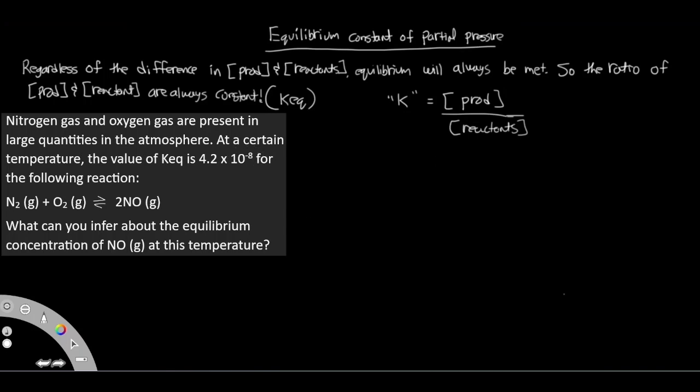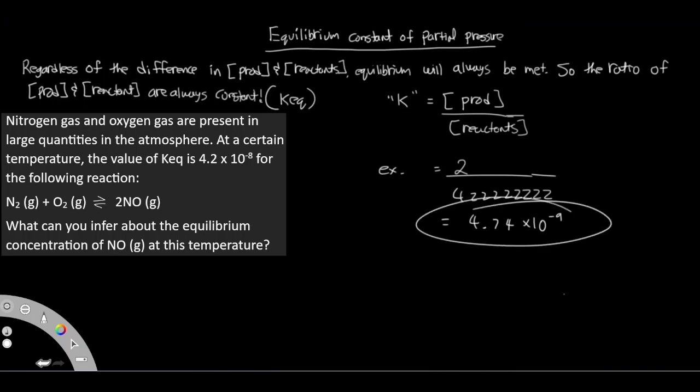Well, let's have a look at an example. Our concentration of the product, let's say it's just, I don't know, like 2, divided by something like a really big number on the bottom. So what do you end up getting? I end up getting 4.74 times 10 to the negative 9. As you can see, quite similar to our times 10 to the negative 8. This is obviously a little bit higher, but they're within the same ballpark.